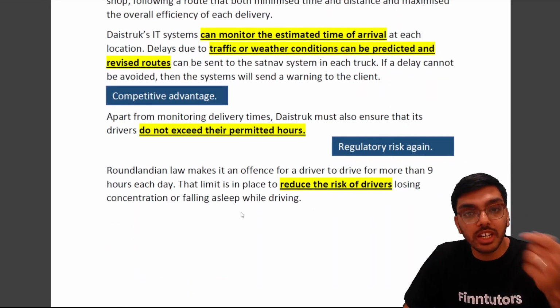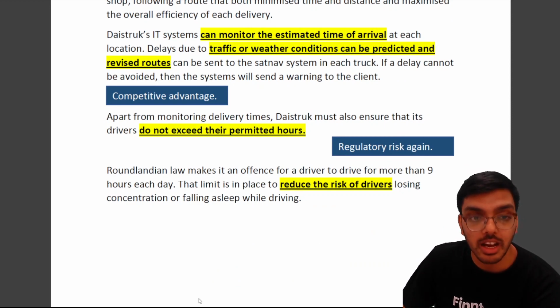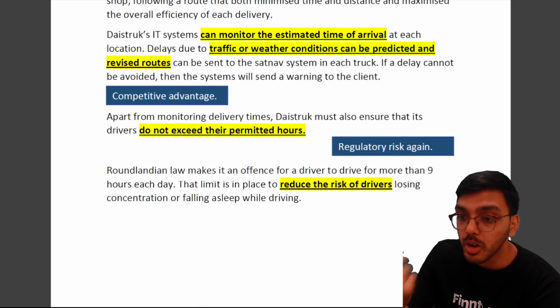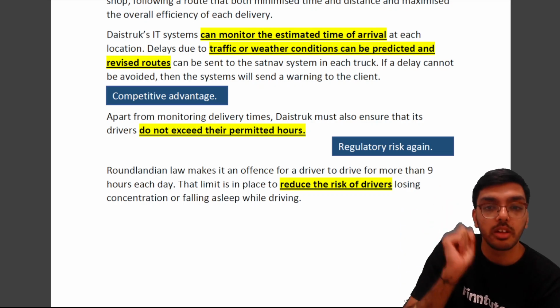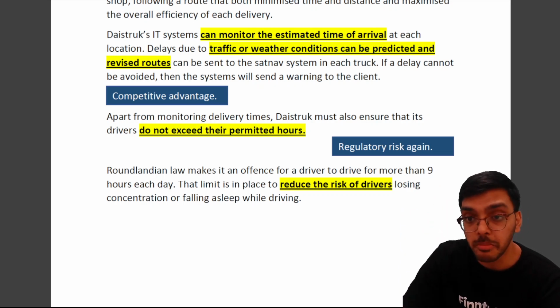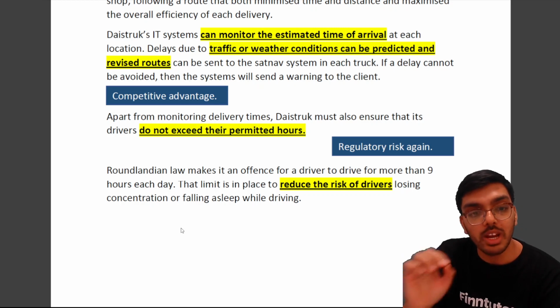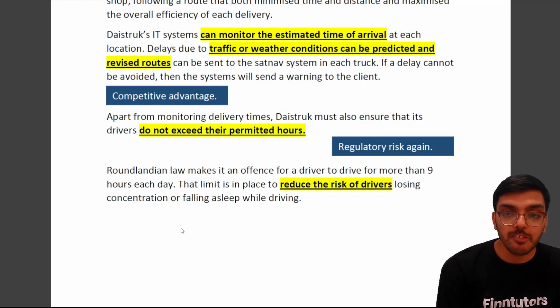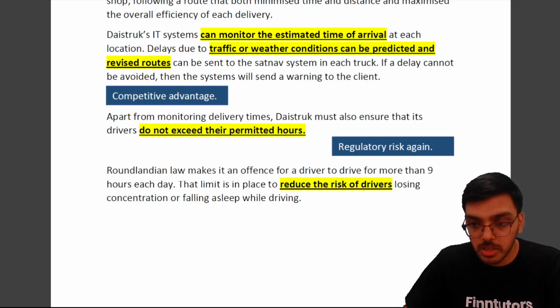Apart from monitoring delivery times, Daistruk must also ensure that its drivers do not exceed their permitted hours. So, regulatory risk. What if there is an accident for any case and your driver was working over the hours that are permitted? It means something went wrong internally. So your risk identification and internal controls will be important. Roundlandian law makes it an offense for a driver to drive more than 9 hours each day. That limit is in place to reduce the risk of drivers losing concentration and falling asleep while driving.